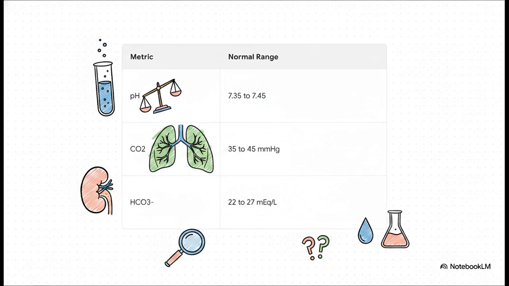A normal pH rests right between 7.35 and 7.45. Normal CO2 is 35 to 45, and normal bicarbonate, or HCO₃⁻, is 22 to 27. You really have to know these baseline numbers cold if you're going to be an effective ABG detective.